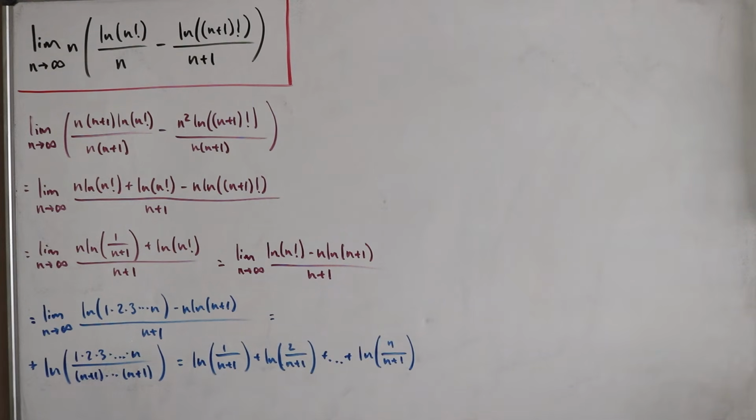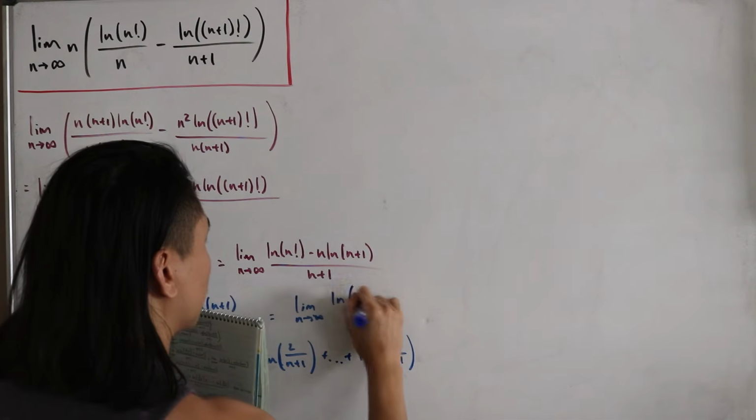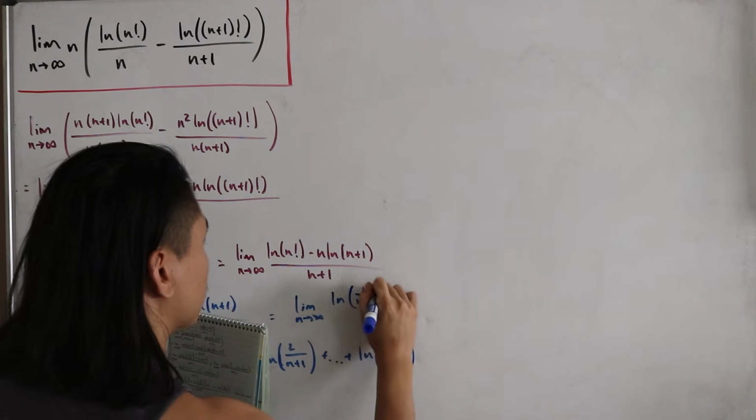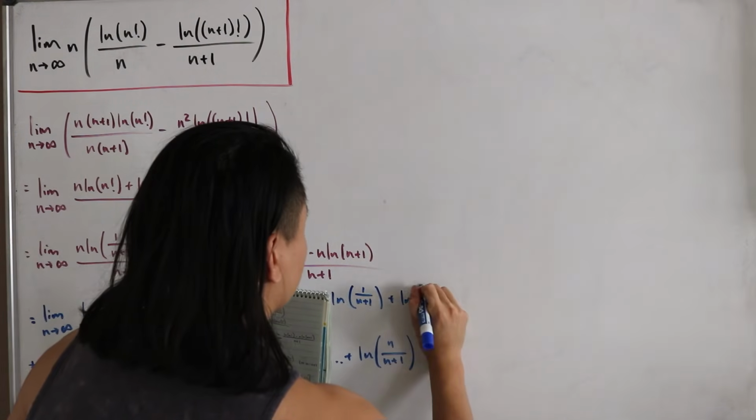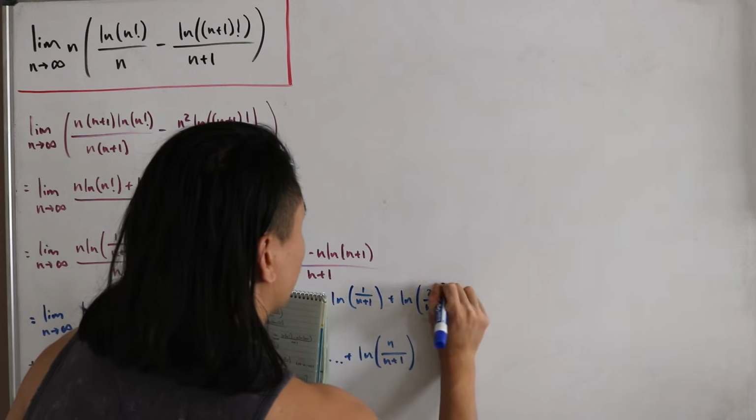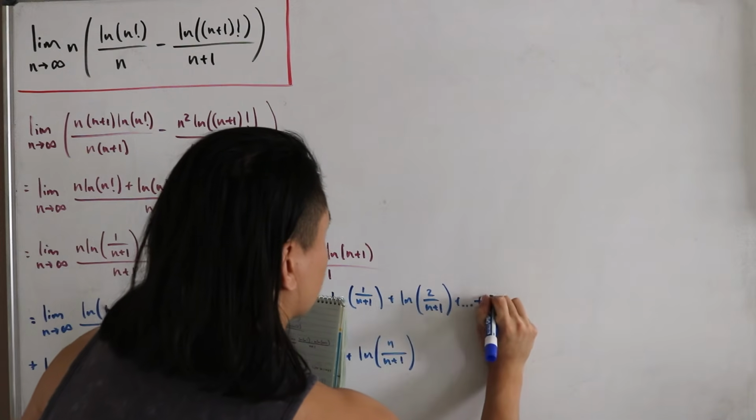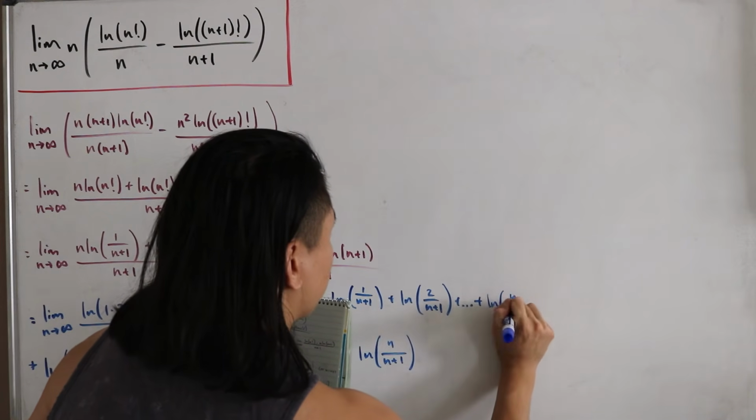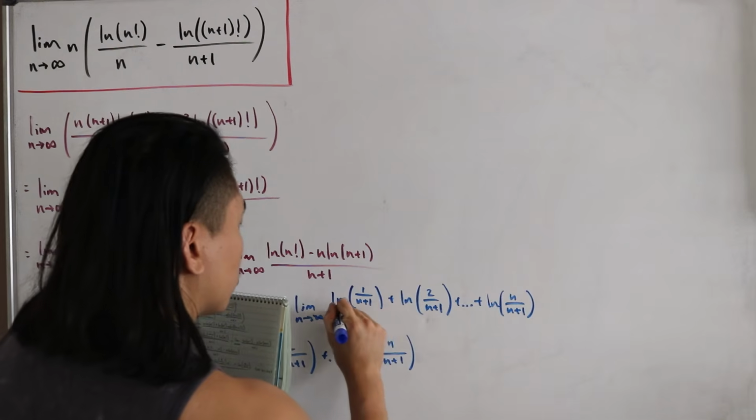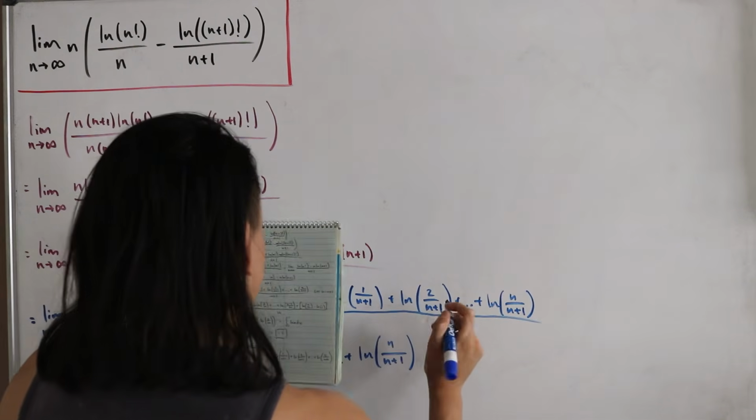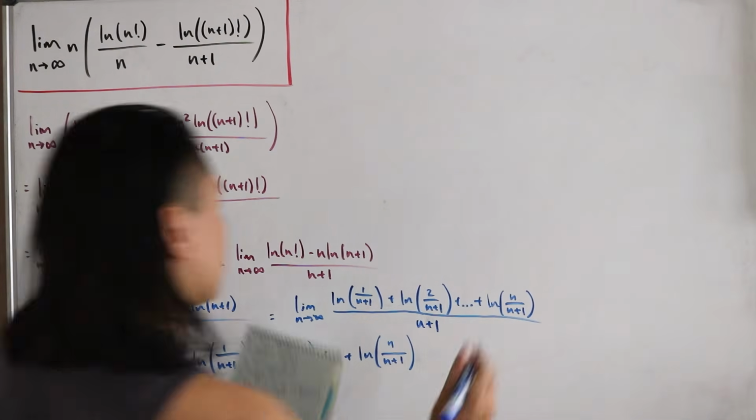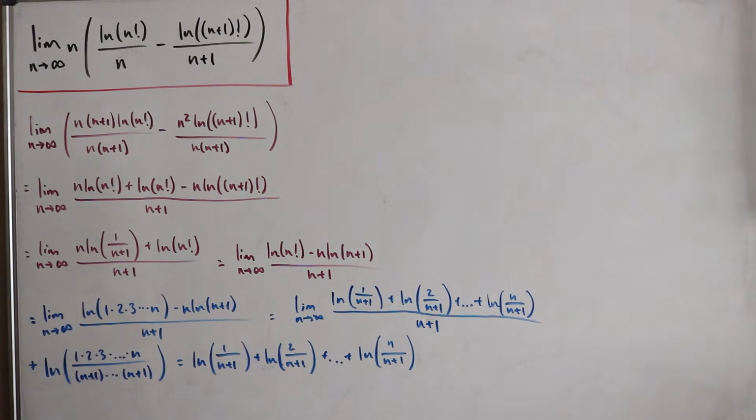Okay, so we can utilize this and then substitute this back over here. So now the limit as n approaches infinity, this entire thing will be written as the following. I have the natural log of 1 divided by n plus 1, add this with the natural log of 2 divided by n plus 1, and so on and so forth, to the natural log of n divided by n plus 1. Of course, all this is still being divided by n plus 1. Okay, see? So that's pretty neat.